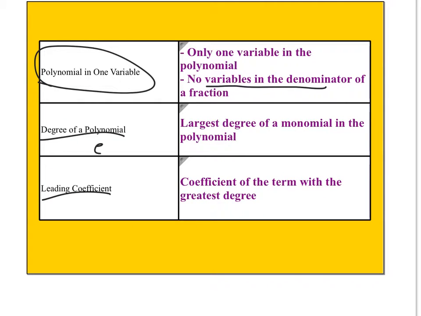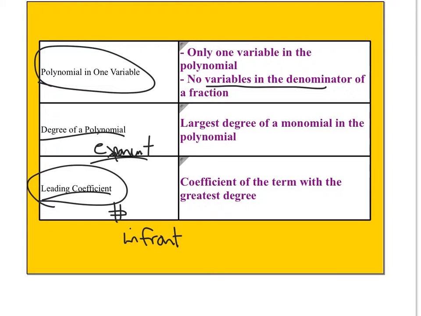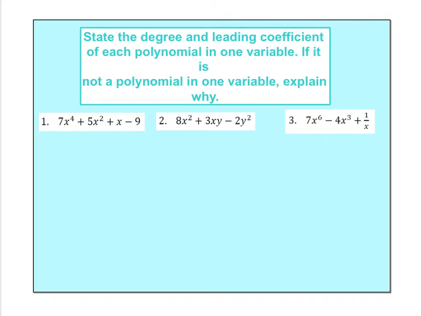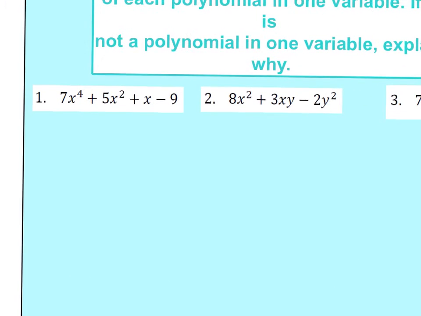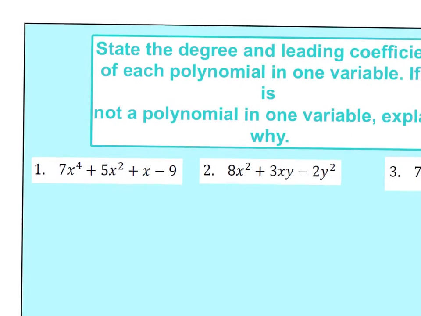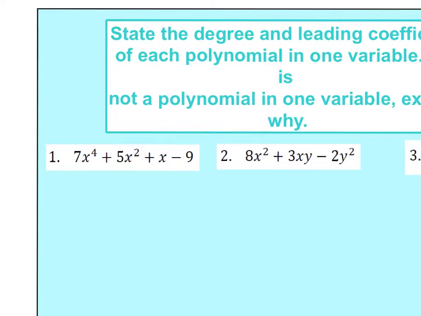So basically, you are looking at the exponent. That's what you're looking at. And leading coefficient is an actual number in front. Okay, so you're actually looking for a number in it. So here, dealing with 1, state the degree and leading coefficient. So here, my degree would be 4. My lead coefficient is going to be 7. All right?